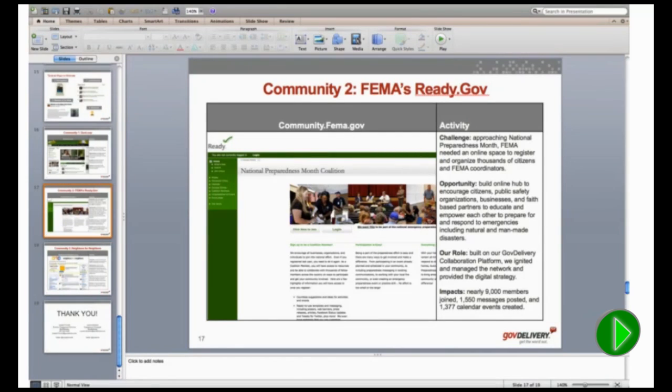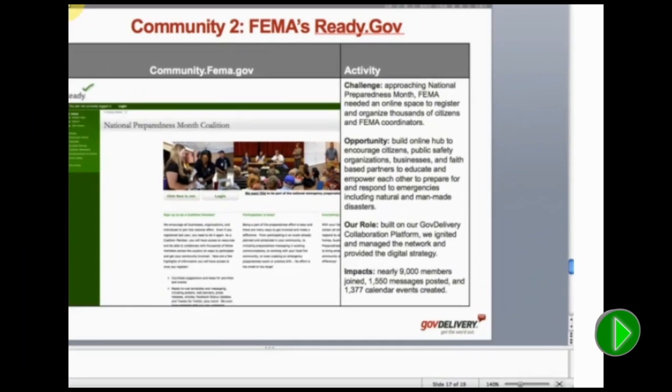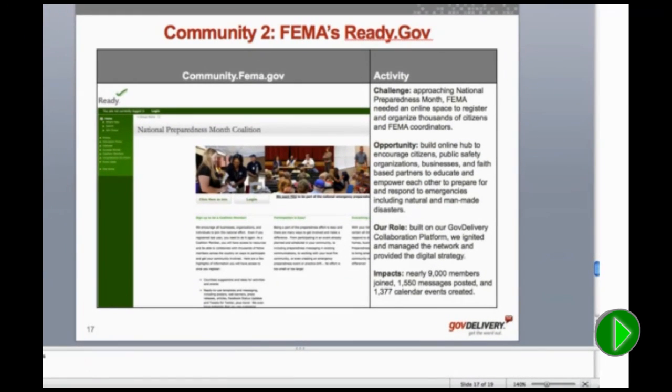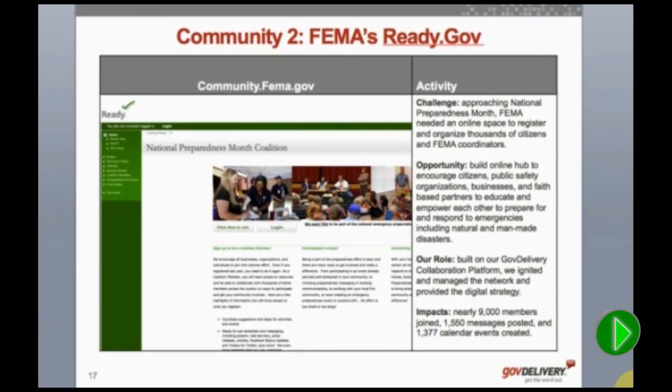So this community here is actually a community that we developed and manage for FEMA, for the National Preparedness Month Coalition. It's called community.fema.gov, and they had a couple goals for National Preparedness Month. What they were looking to do was to bring together who they call stakeholders, which are folks who run community organizations and churches, to help get the word out about National Preparedness Month, to help Americans prepare for natural and man-made disasters. And since FEMA has only so many folks in the field, the best way to do that is to connect the connectors, to bring all the organizers together, train the trainer.